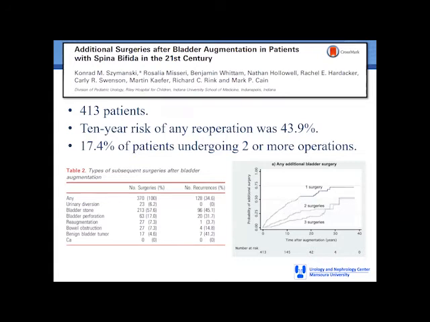Keep in mind that after doing bladder augmentation, patients need lifelong follow-up, and they are likely to require another surgery, if not more. This is from the Indiana group, and they reported on over 400 patients who had bladder augmentation, and within 10 years of follow-up, 44% required another surgery, and about one-fifth of patients required 2 or more operations, basically for bladder stones. So lifelong follow-up is indispensable after bladder augmentation.